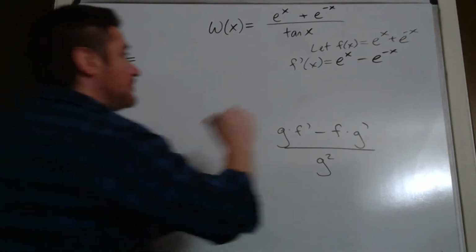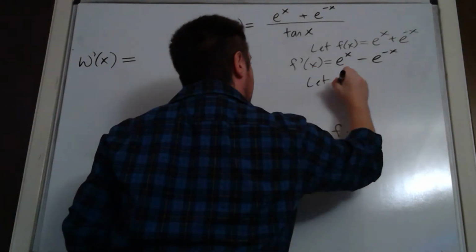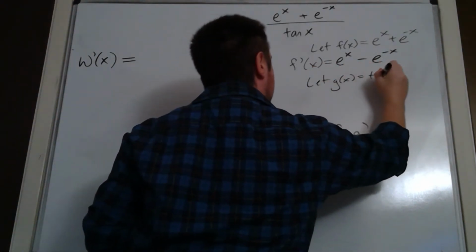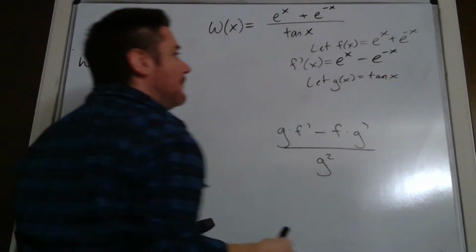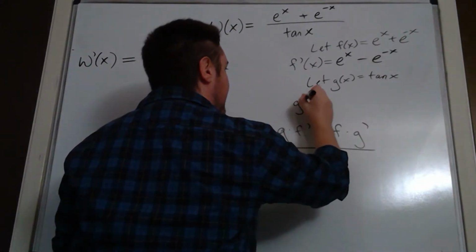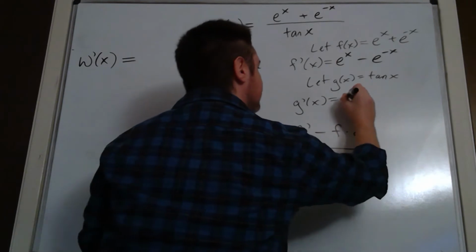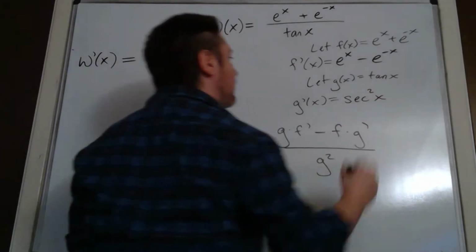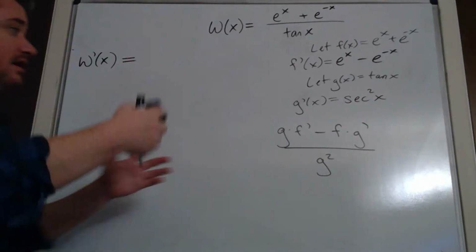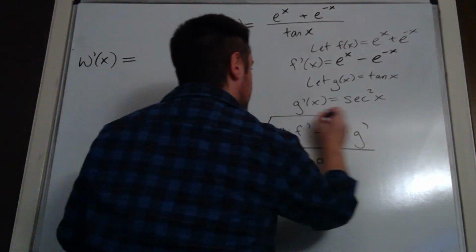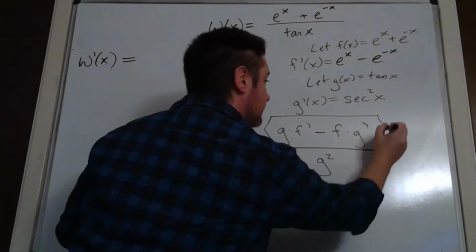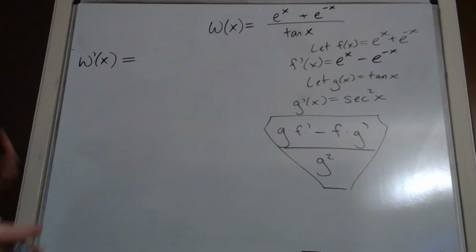From there, we've got let g of x equal our tangent. And then derivative of tangent, we recall from class, is secant squared of x. All right, so I've got all my pieces right there. I've got my Superman badge right there. And so I'm just going to plug things in.